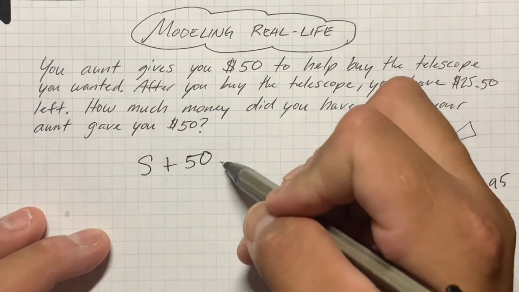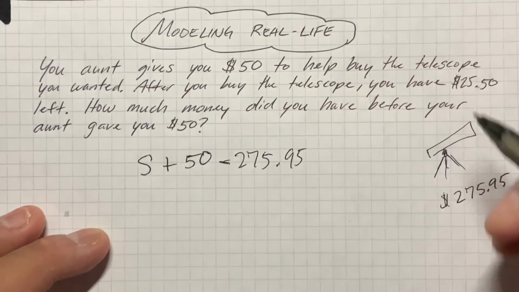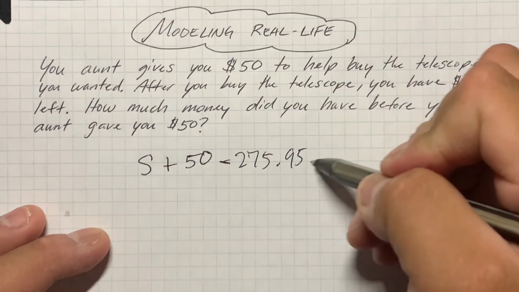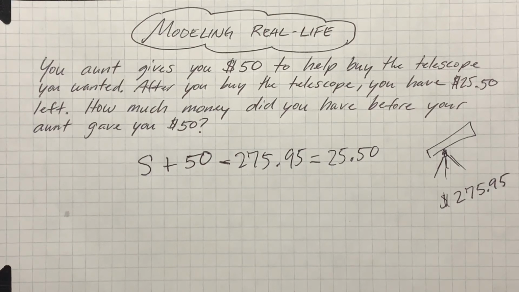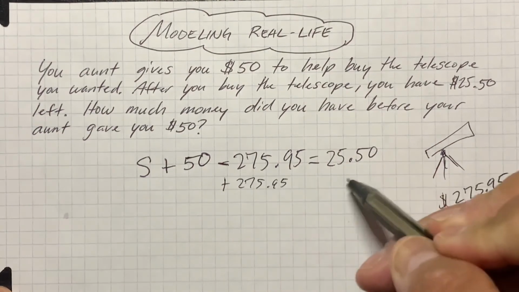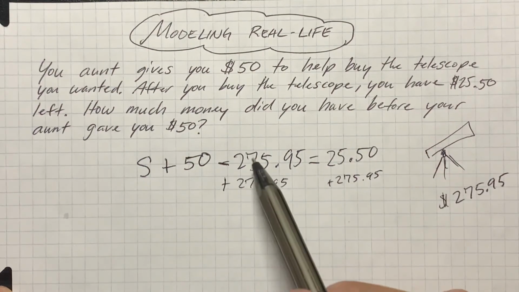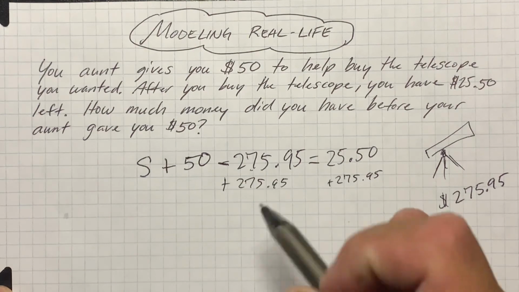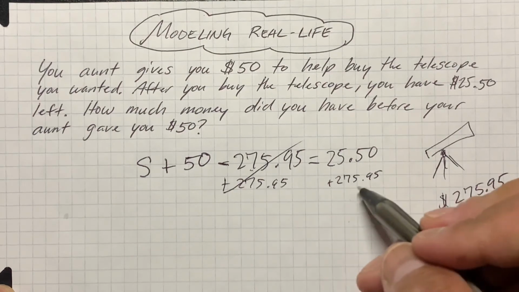Okay, so we're going to subtract that $275.95 from the amount, and then we were left with $25.50. Okay. All right, so now we're going to solve this and try to figure out the starting amount that we had. So what we're going to do is add $275.95 on each side of the equation. Okay, so negative $275.95 plus $275.95 is 0. Now we're going to add that on this side.